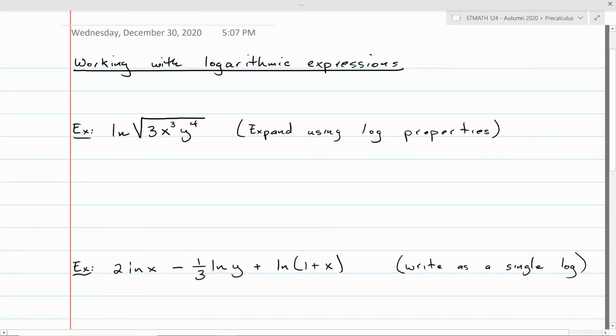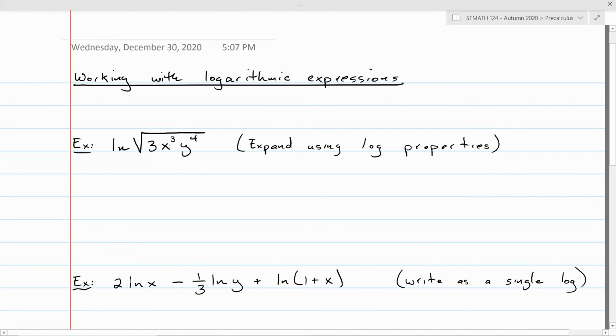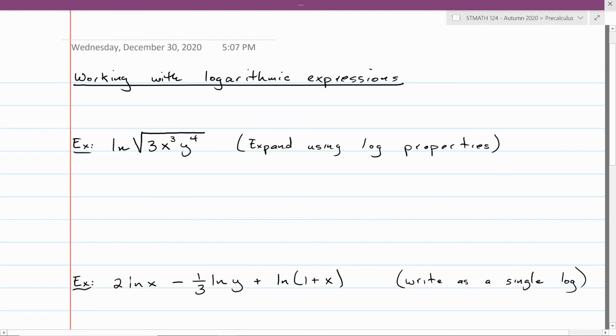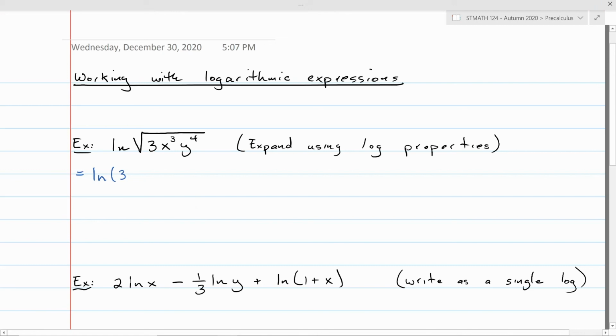Okay, so here are a few examples of how we could take advantage of these logarithm properties. In this first example, what I want to do is take that expression that's a logarithm and expand it out into a sum and difference of multiple logarithms. When you see the square root of something, that's the same thing as raising to the 1/2 power. So I can write this as natural log of (3x cubed y to the 4th) all to the 1/2 power. And then I can use the property that says you can bring an exponent down in front of the logarithm, so I can write that as 1/2 natural log of 3x cubed y to the 4th.